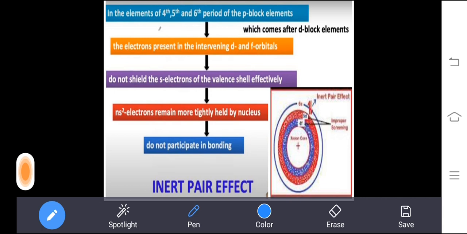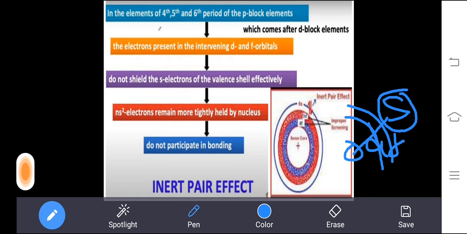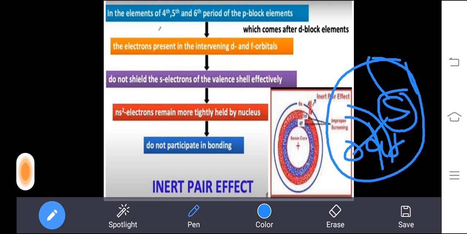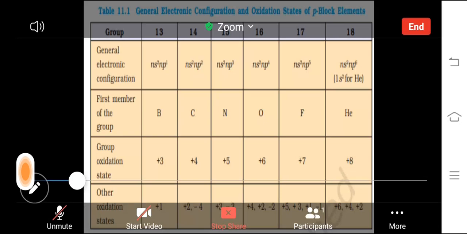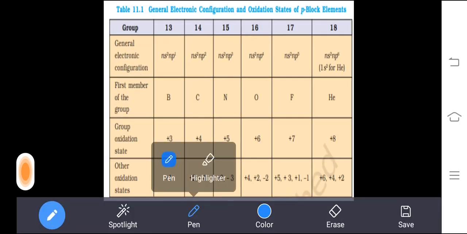So from this slide we come to know the inert pair effect. It is happening because the S electron is held by the nucleus due to the poor shielding effect of the electrons present in the D and F. Due to this, we can't remove the S electron, so it is not involved in the bond formation. The electron present in the outermost shell, that means P, can lose electrons and show that oxidation state. If it is 1, plus 1; if it is 2, plus 2. The other oxidation states are shown by the P block elements.